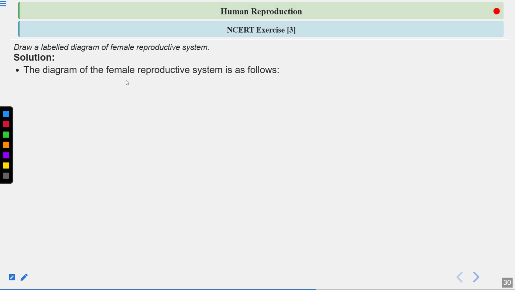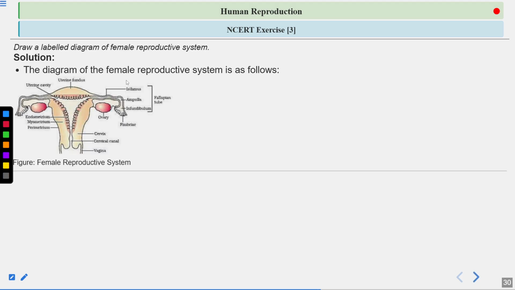The diagram of the female reproductive system is as follows. This is the diagram that you should draw for the female reproductive system. Here you will show the primary sex organs, which are the ovaries. There are two ovaries.